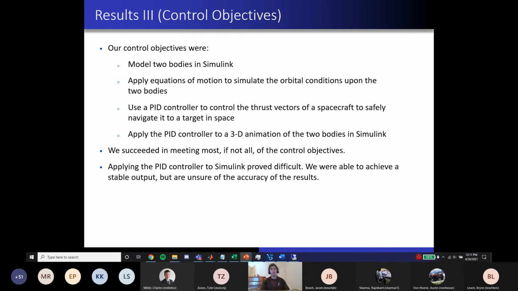We had the waypoint thing working correctly, but applying it to our model was a big challenge, and we couldn't really get that working correctly.